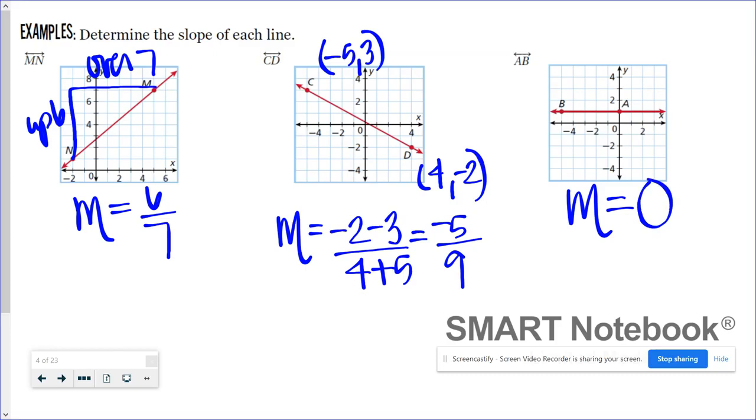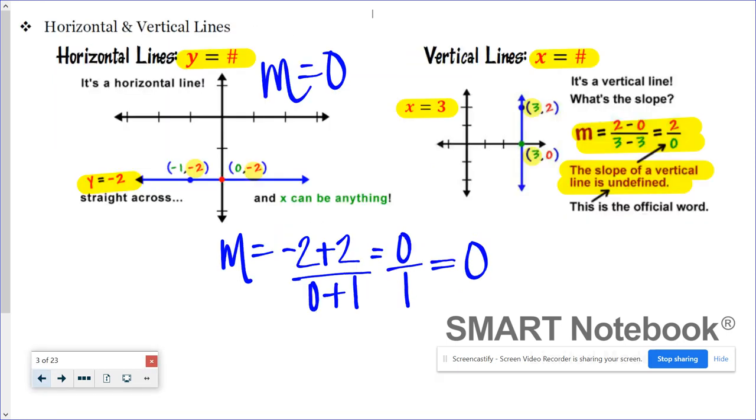And so that's how we can find the slope of a line. We can use our slope formula, we can count rise over run, and when it comes to these two very special lines, horizontal lines always have a slope of 0, and vertical lines always have a slope that is undefined.